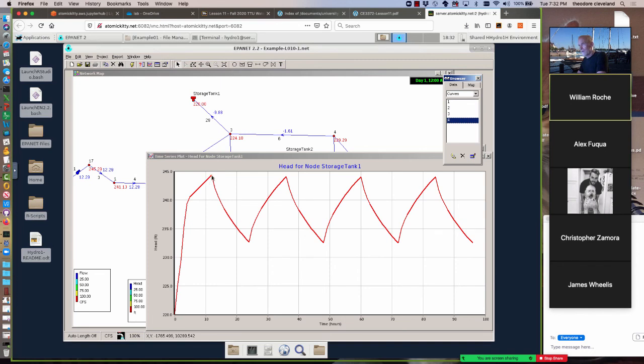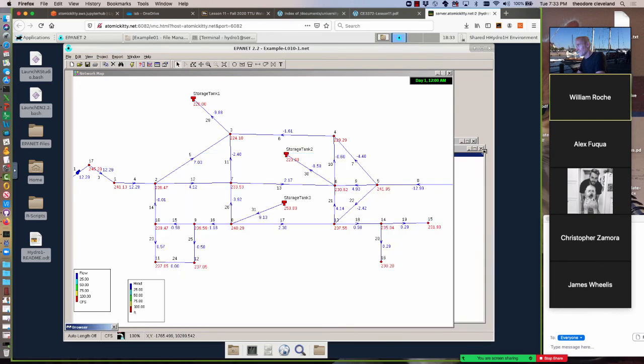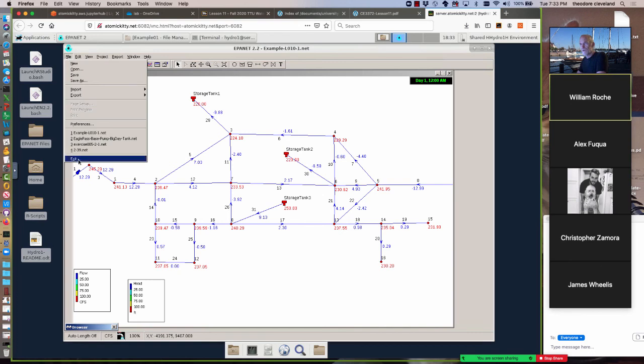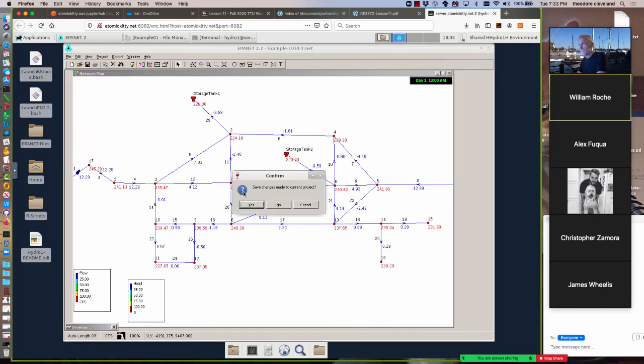And now we're getting closer to the tank capacity. Remember, the top capacity is 250. So this tank could still be smaller and satisfy this system. So that's how to use the extended period simulation. And I will exit that and leave that for anyone that wants to try it later on their own. Save changes. No.